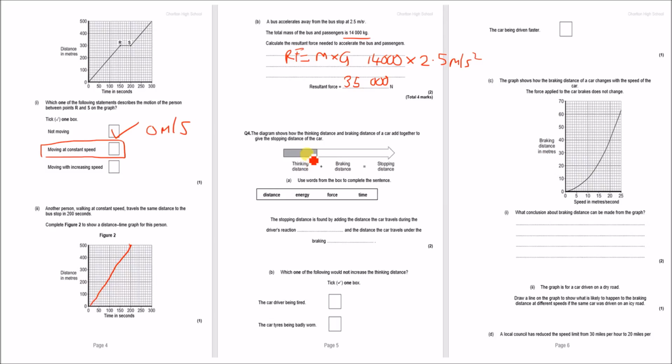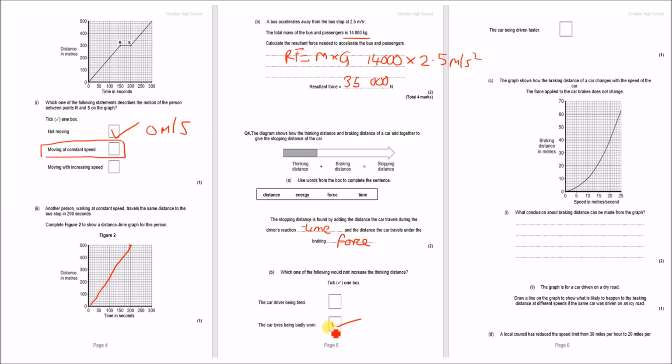Okay, this is about stopping distance. Remember, stopping distance is the thinking distance and the braking distance. So the stopping distance is found by adding the distance the car travels during the driver's reaction time, so that's from seeing someone to actually pressing the brakes, and the distance the car travels under the braking force, so that's from applying the brakes to actually stopping. So stopping is the whole thing, the thinking and the braking distance combined. Okay, which one of the following would not increase the thinking distance? Well, that's the car tyres being badly worn.